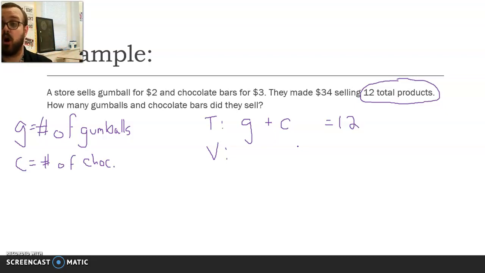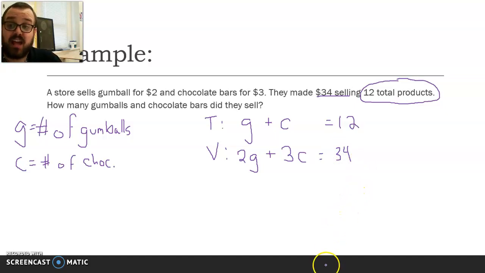Now the next equation is the value equation. This has to do with what they're worth, okay? I know that a gumball, according to this, is worth $2. So I'm going to say 2 times G. That's going to tell me what the gumballs are worth. The chocolate bars are worth $3. I sell them for $3. So I'm going to do 3 times C. And then my total value, what they're worth all together, is going to be this number right here, the $34. All together, I sold them for $34. Okay? Everything in this second equation has to do with the value. You'll notice we're multiplying things by those variables from the first part of the problem, okay?